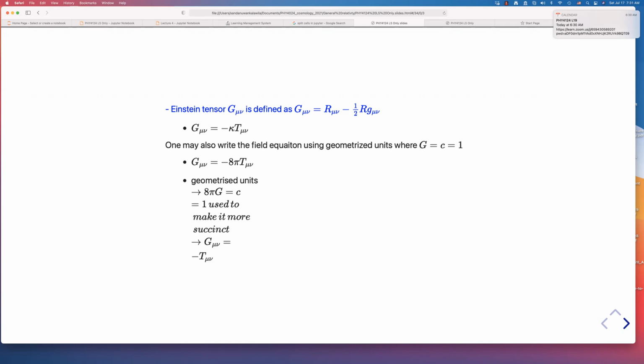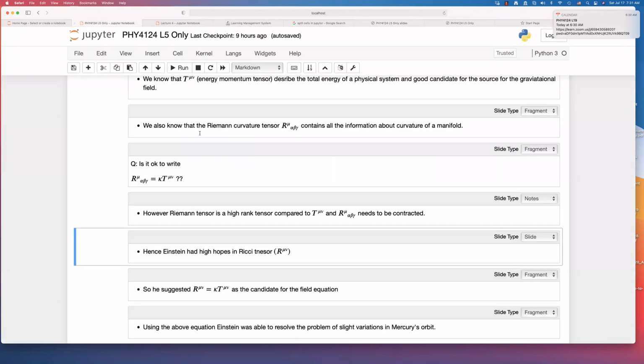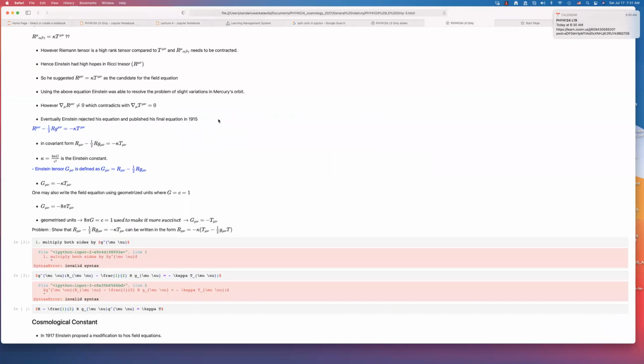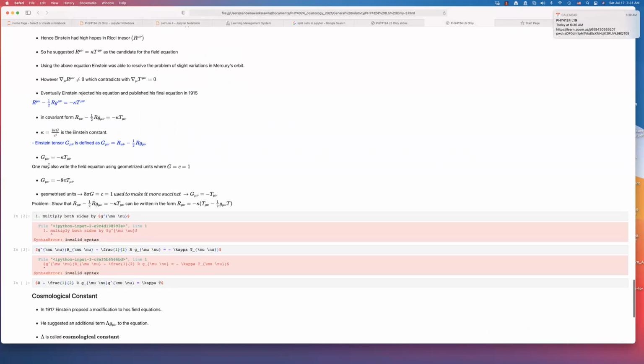And sometimes you can write 8 pi G equal to c, which means the complete equation. I guess for some reason in the slides, once you get the notes, you will see it in the correct way. So right here you can see that when you make G and c equal to 1, you can write G mu nu equal to minus 8 pi T mu nu.